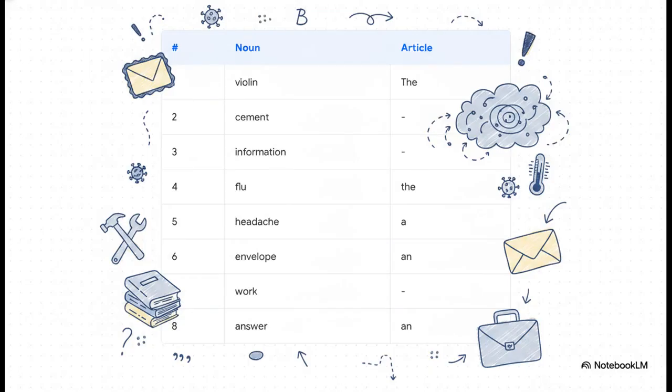Looking at the full board for Quick Check 1 here, you can really start to see the patterns emerging. Notice how information takes no article, because it's an abstract non-count noun. But look down at number 4. We say the flu. Jump to number 6. It's an envelope, because an envelope is a specific, countable physical object. And number 7, just work. No article needed after a long day of it. Seeing the whole picture like this really helps reinforce these patterns.